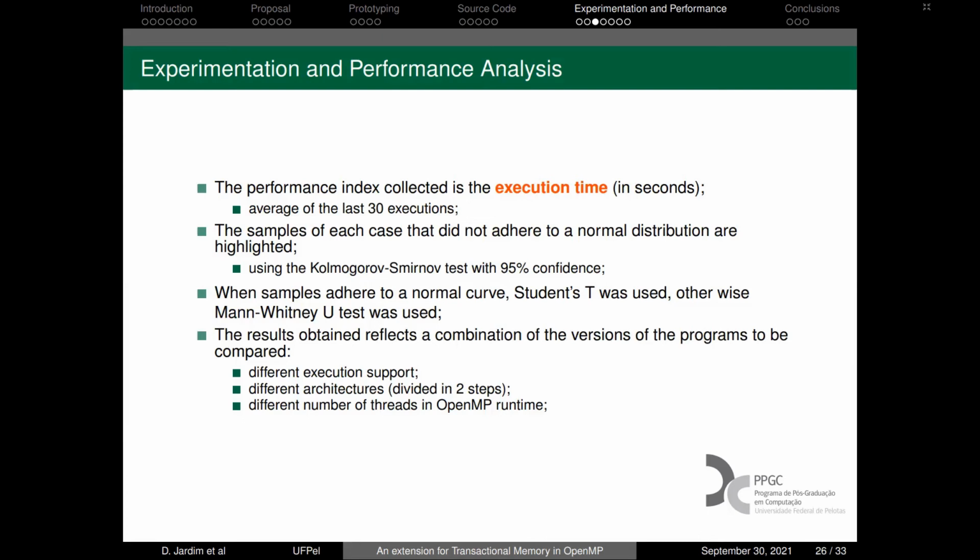The performance index collected is the execution time in seconds, with an average of the last 30 executions. The samples of each case that did not adhere to a normal distribution were highlighted. And when samples did adhere to a normal curve, Student's t-test was used, otherwise the Mann-Whitney U test was used. The results obtained reflect a combination of versions of the program to be compared. These versions have different execution support, different architectures, and different numbers of threads in the OpenMP runtime.